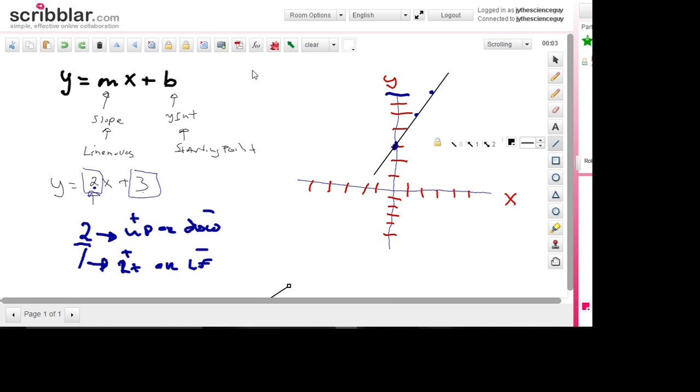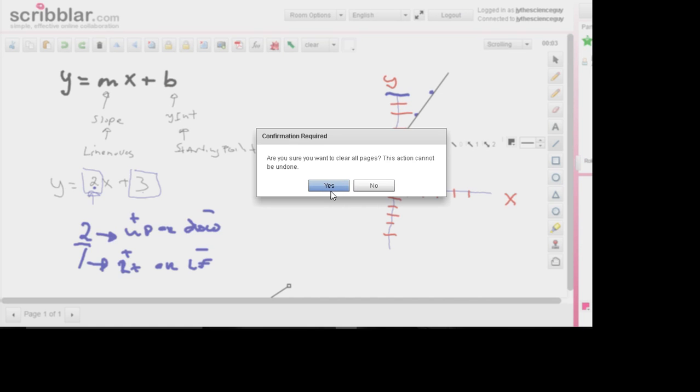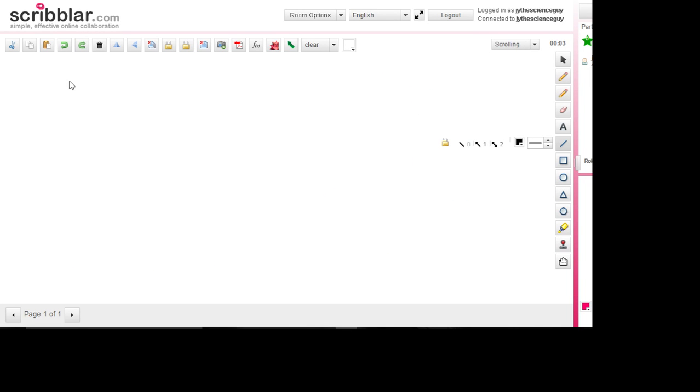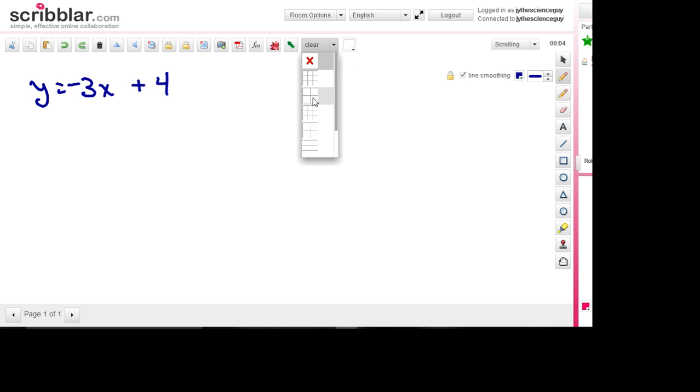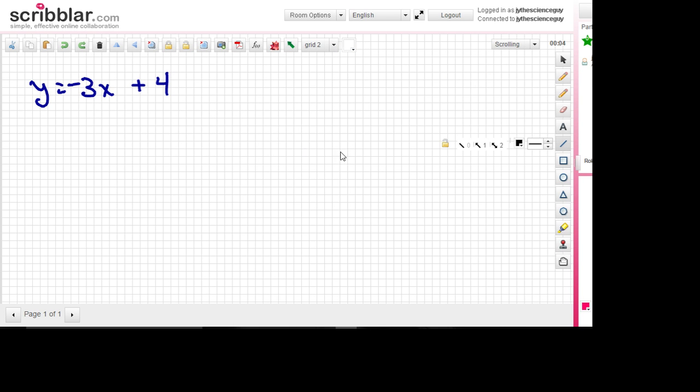Okay, so let me clear this. And I want you to do a couple of them. So I'm going to say that y is equal to negative 3x plus 4. I think I can actually do a grid. That makes it easy.